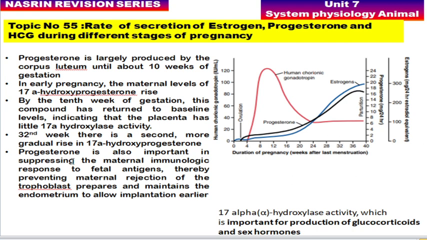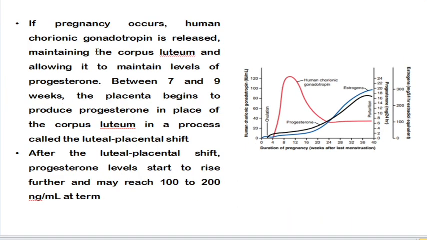Next, progesterone is also important in suppressing the maternal immunological response to fetal antigen, thereby preventing maternal rejection of the trophoblast, and it also prepares and maintains the endometrium. Once pregnancy occurs, human chorionic gonadotropin is released, thereby maintaining the corpus luteum and allowing the level of progesterone to be maintained. By 7 to 9 weeks, the placenta begins to produce progesterone in place of the corpus luteum, and this shift is called the luteal placental shift. After the luteal placental shift, progesterone continues to rise and may reach up to 100 to 200 nanogram per ml. You should definitely note this.